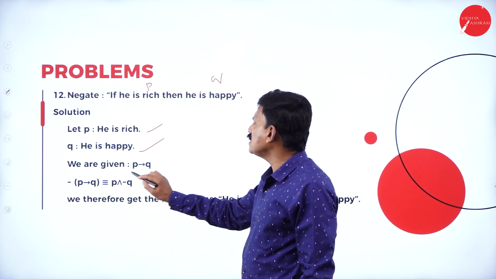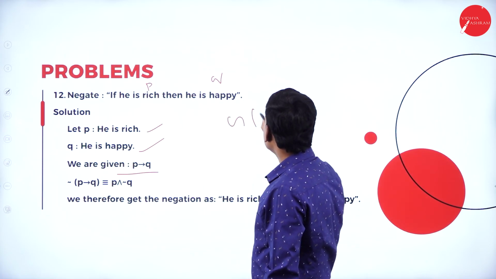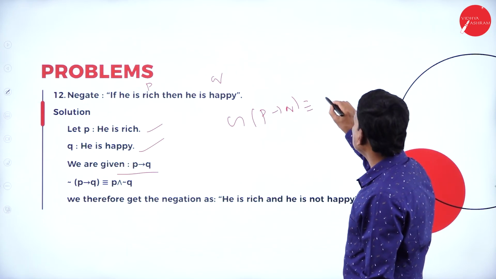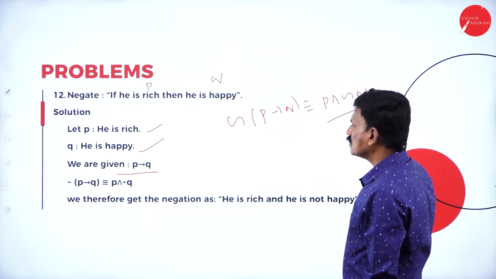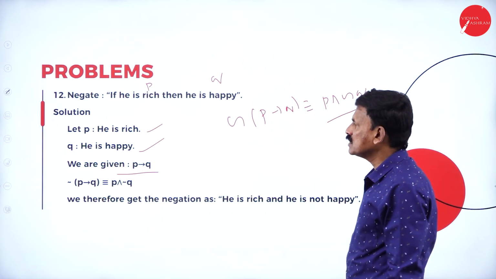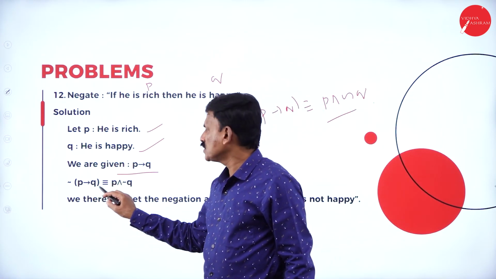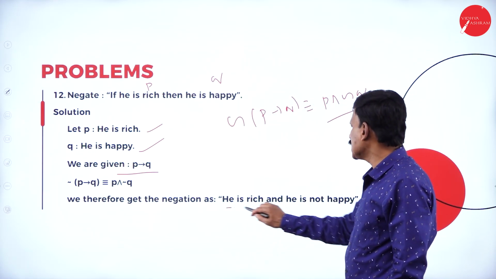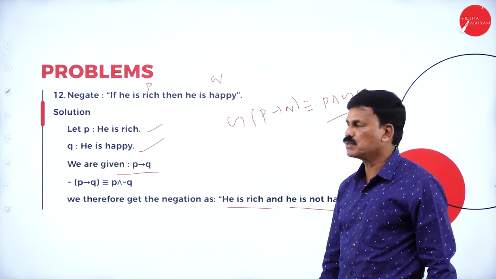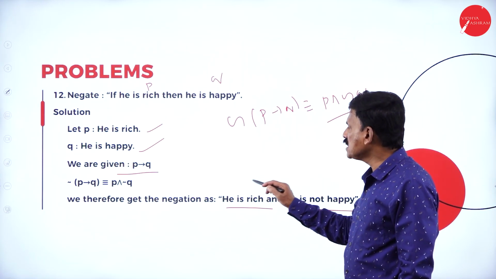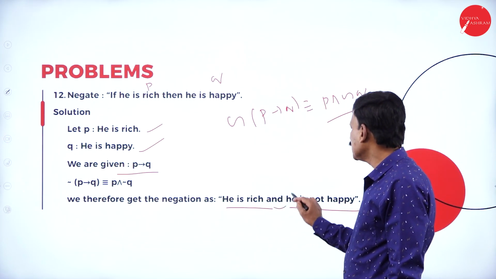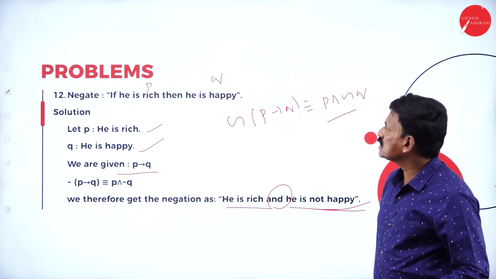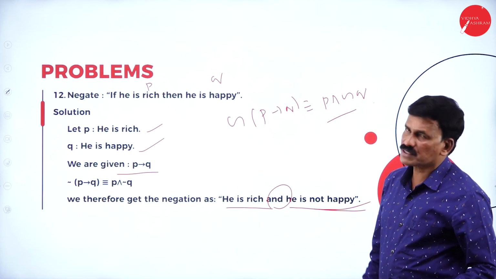If then means it's a conditional statement. You know, the negation of P conditional to Q is nothing but P conjunction negation of Q. Therefore we get: he is rich and he is not happy. This is how we are going to write the negation for the given statement.